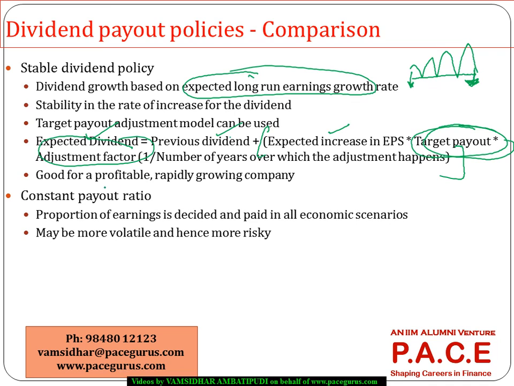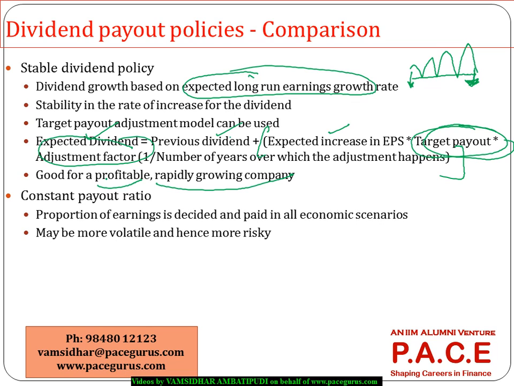So for a company which is continuously profitable and rapidly growing, which is in the rapid growth phase of the industry life cycle, it's better to target this kind of stable dividend policy, so that the dividends will constantly keep increasing and touch a stable level in the long run.